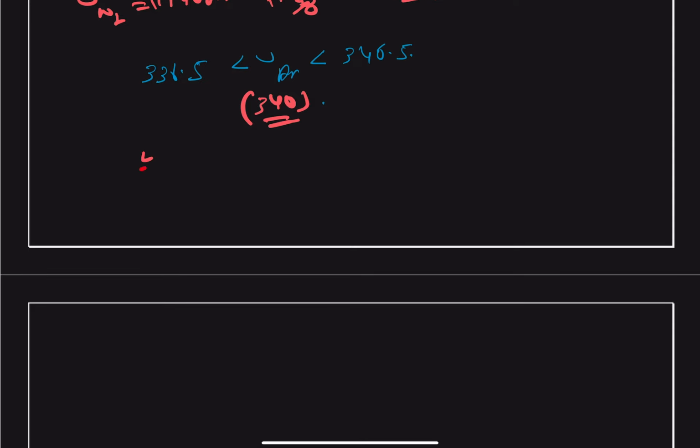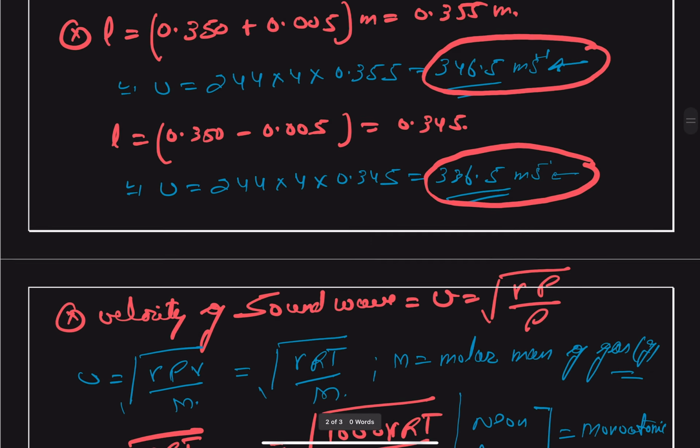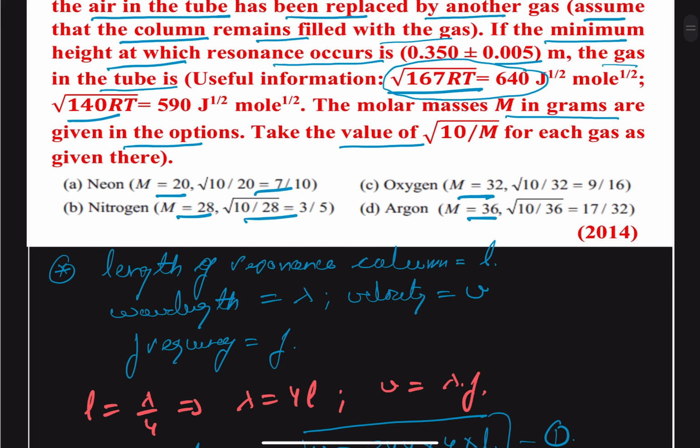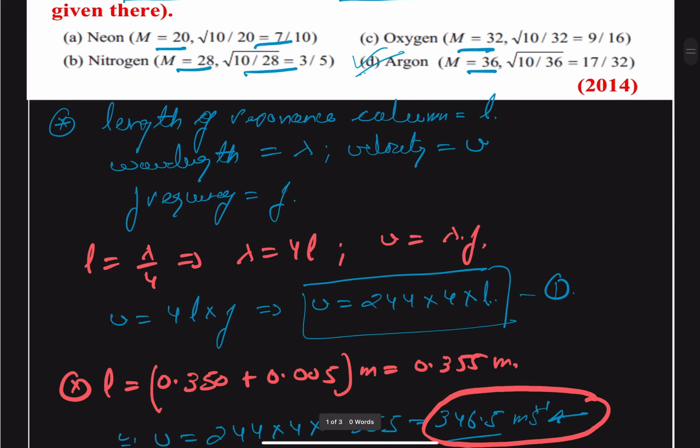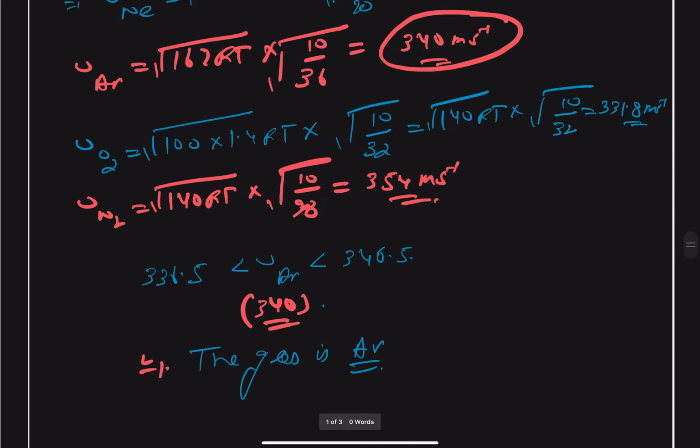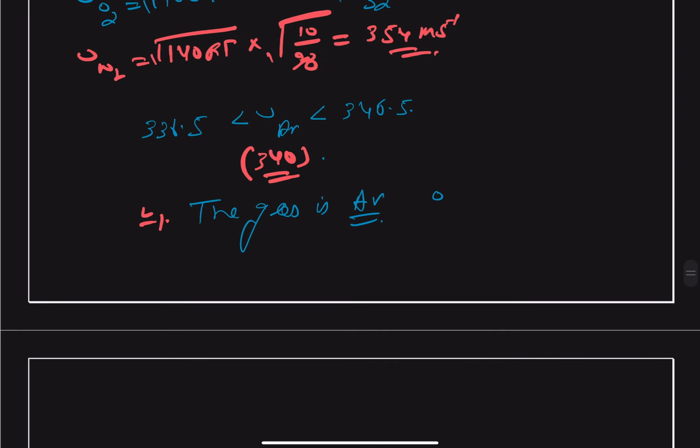So therefore you can say the gas is argon, and the correct option is option D. Option D is correct. So this completes the question. Thank you.